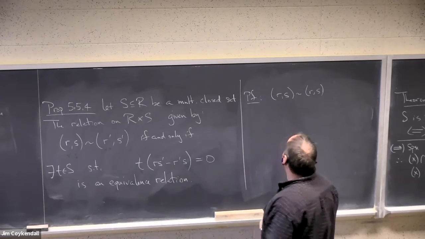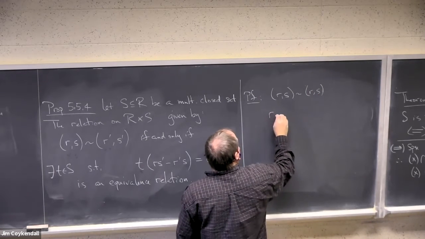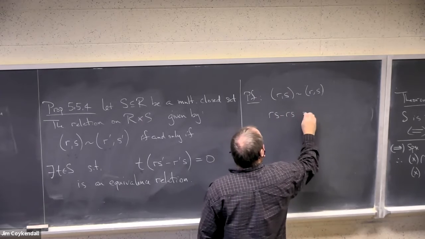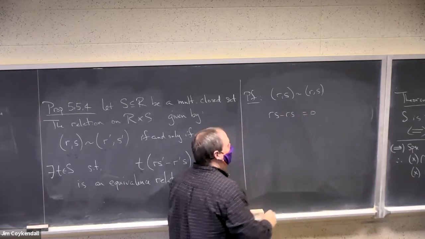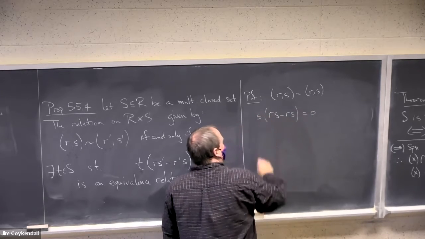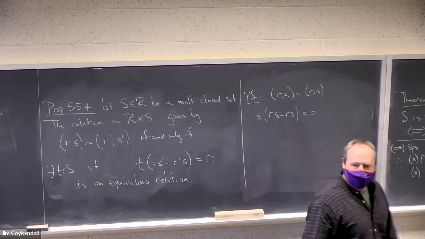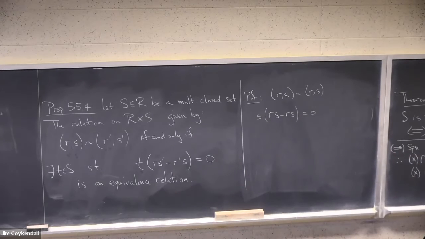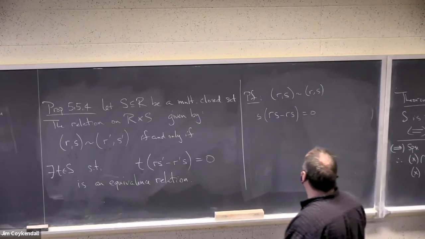This is certainly true because rs minus rs is already 0, right? And just to make this technically right, you could put another t there, but it doesn't matter because rs minus rs is already 0.